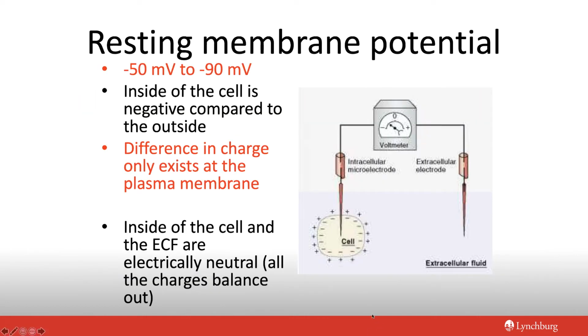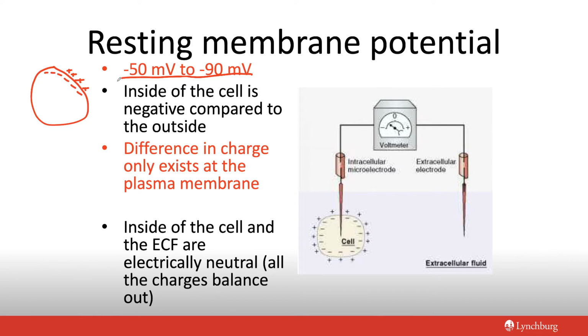So what we see is that a typical cell in the body has a resting membrane potential anywhere from -50 to -90 millivolts. And what that means is if we had our cell, generally we're going to have a more negative charge on the inside of the cell versus the outside. If we were to measure the charge right on the inside of that plasma membrane, we would see that it's resting at about -50 to -90 millivolts.